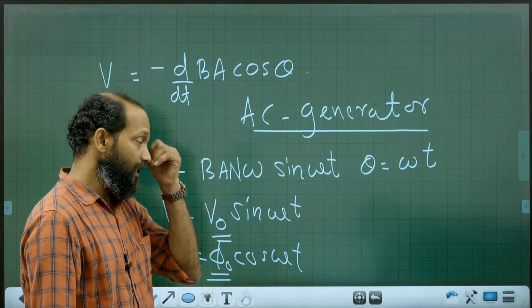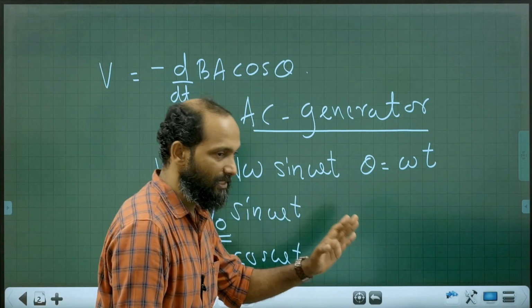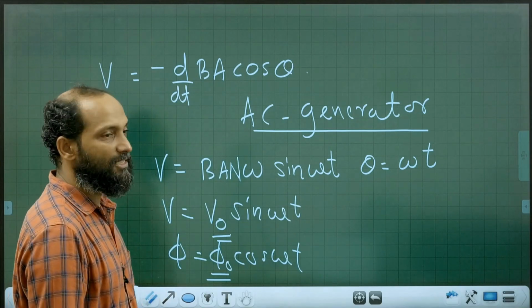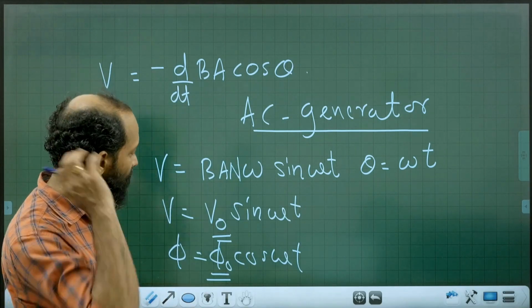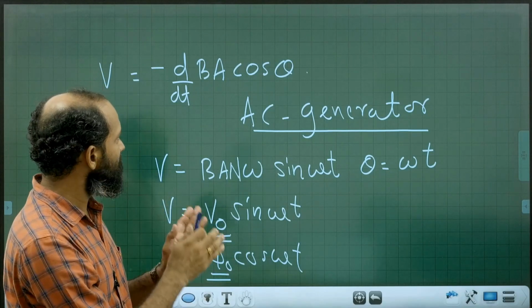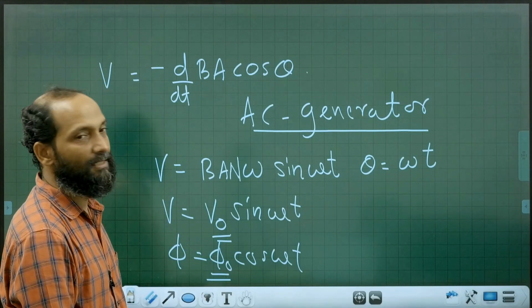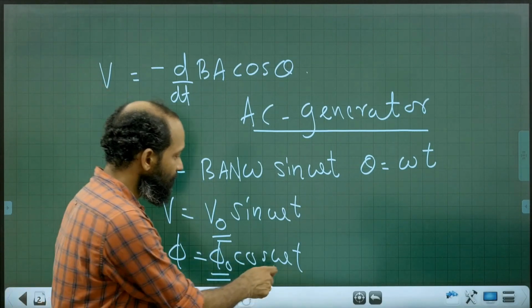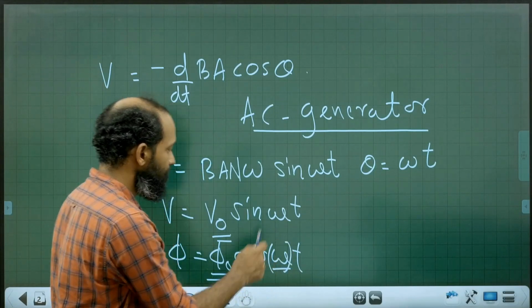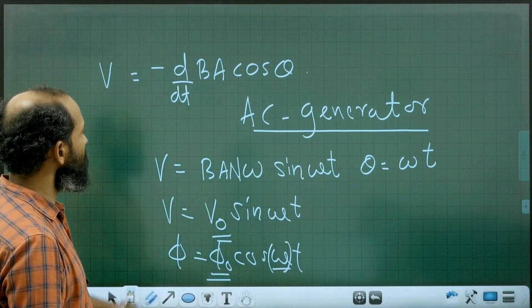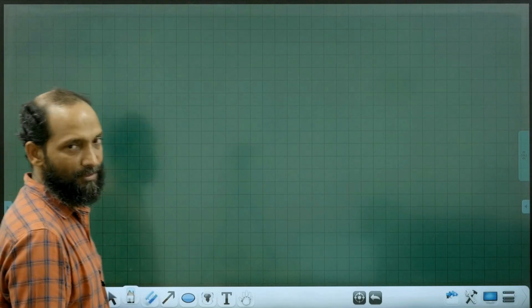So in an AC generator, based on this equation, voltage or flux is leading, but by what phase angle? Pi by 2. That's the AC generator. The angular frequency of the AC generated is omega. All this we will continue in the chapter AC generator for revision.